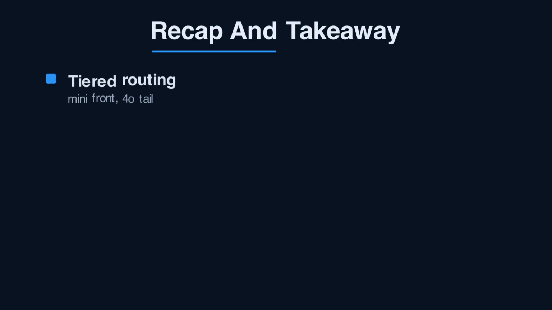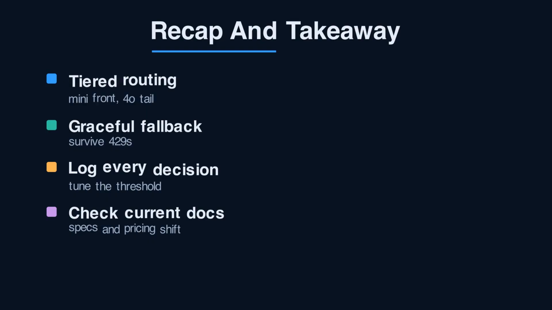To recap, don't pick one model, design a tiered system. Put GPT-4o mini in front as a cheap classifier. Let it answer the routine majority, and escalate only the hard tail to GPT-4o. Ground both with Azure AI Search, give each deployment its own quota, and build a fallback so rate limits degrade gracefully instead of failing. Your one concrete takeaway: instrument the router from day one, logging every routing decision so you can measure accuracy and tune the threshold against real cost and quality data. And since pricing and model specs change, verify the current Azure docs before you commit.